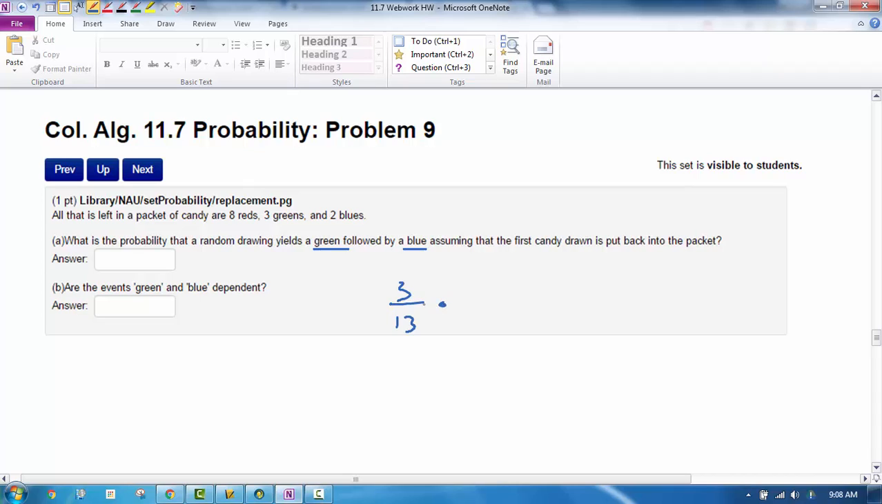And then we put that one back, so there's still a total of 13 left, but now the next one's going to be blue, and there are 2 blues left. So there's our first pick, and there's our second pick. We do have to multiply those probabilities together. That's the multiplication counting principle.